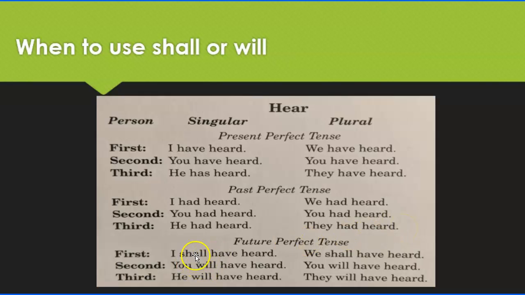And then finally, the future. Remember, we're going to add shall and will to that. I shall have heard, we shall have heard. Those are the first person. But then as soon as we switch to second and third, we're going to use will. You will have heard, you will have heard again for plural. He will have heard, they will have heard.